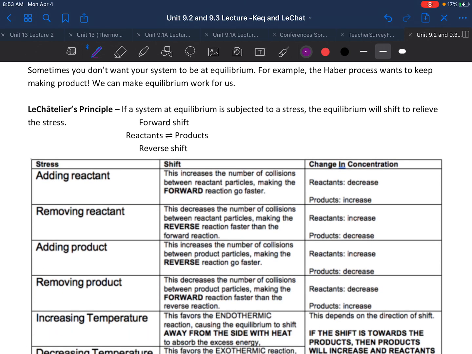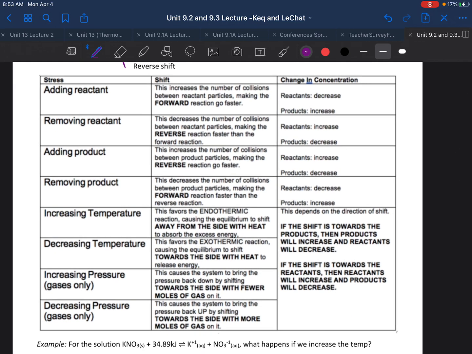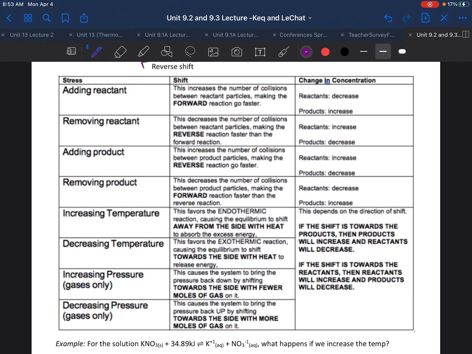So the definition is that if we have some sort of system at equilibrium and we subject it to a stress, the equilibrium shifts to relieve the stress. All right? And so what we define as a forward shift is going towards making more products. A reverse shift is going towards making more reactants. And so these are all different stresses we can add.